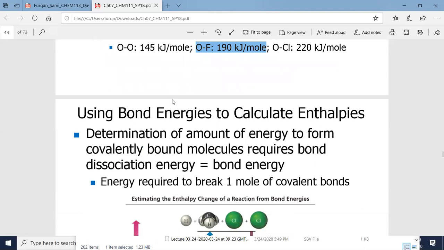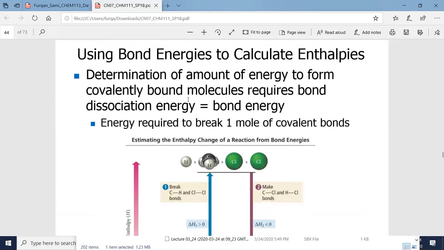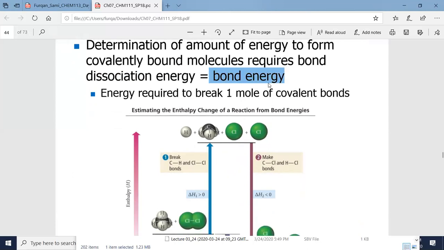So, using bond energies to calculate enthalpies. Enthalpy is what we are talking about, the amount of energy to form covalently bound molecules. Okay, it requires bond dissociation energy. So actually, the bond dissociation energy is equal to the bond energy. How do we know how much energy is in the bond? We're going to break the bond and figure that out. Whatever the energy released out of the breaking of the bond is going to be equal to the bond energy. So bond energy is defined as the energy required to break 1 mole of covalent bonds.